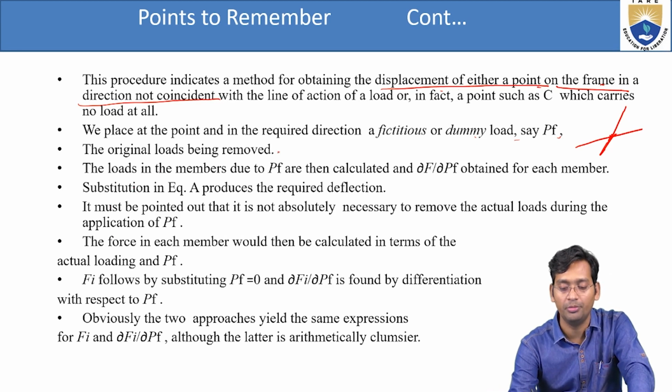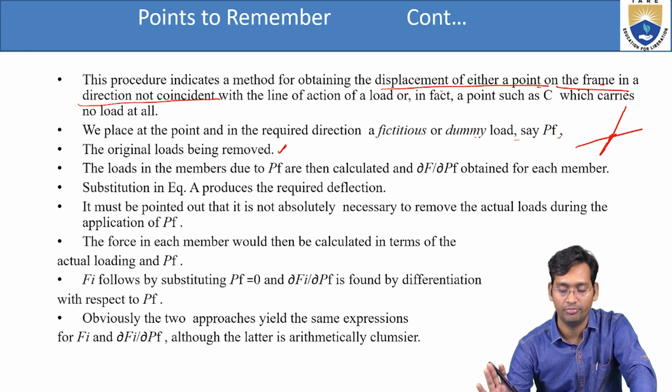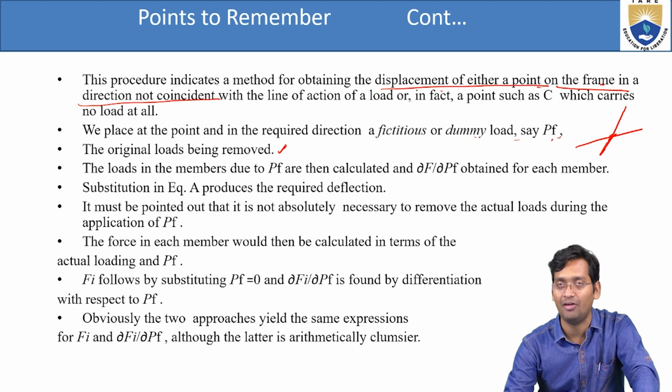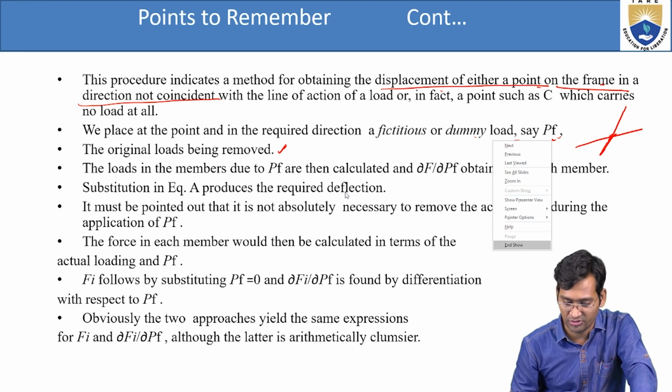So the original load is being removed. Now remove all the original load, only the virtual load that is acting as PF remains. Substituting in equation A produces the required deflection. Now substitute in equation A. What is equation A?